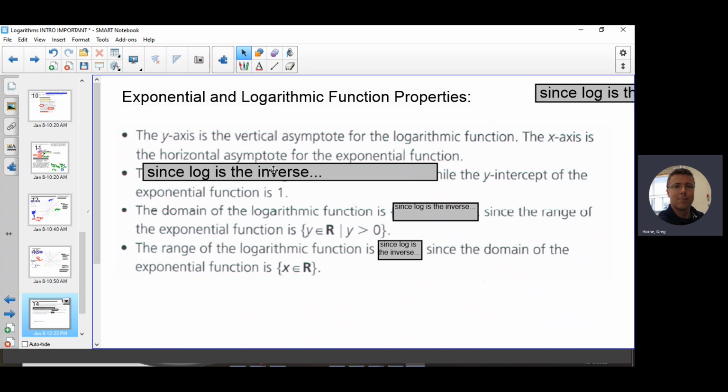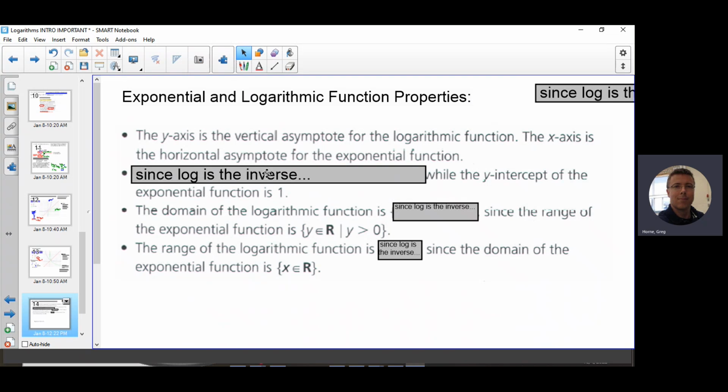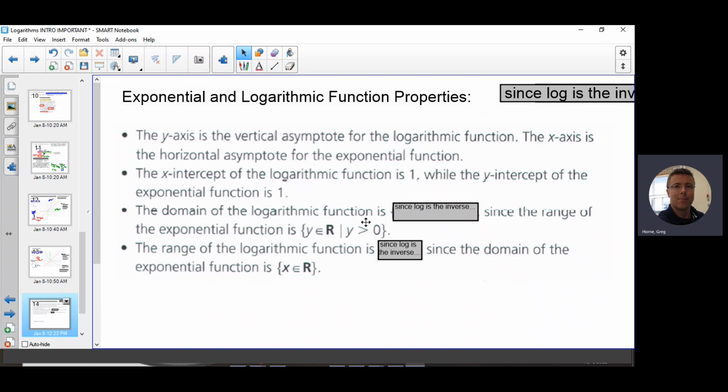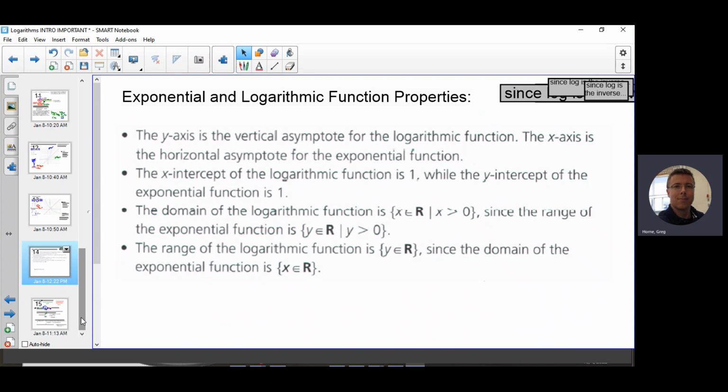So the y-intercept of the exponential function is 1. Of course, then the x-intercept of the logarithmic function is 1. And then the range, sorry, of the exponential is y greater than 0. Because log is the inverse, I got that one the right order this time. The x is, that should say x, real numbers, talking about the domain, and so the x's are greater than 0. And similarly here, same stuff. Basically the x's and y's flip.